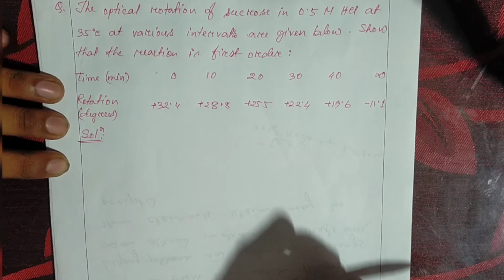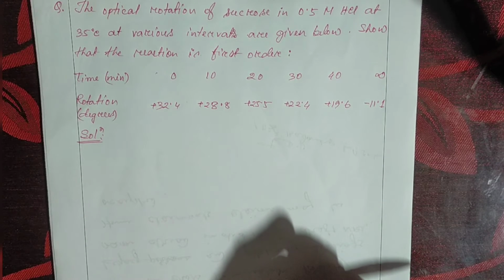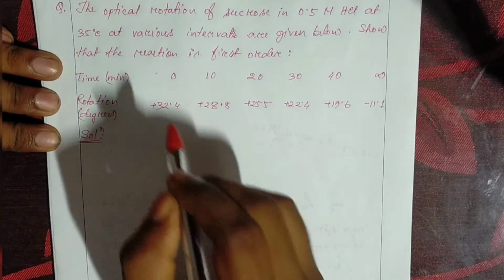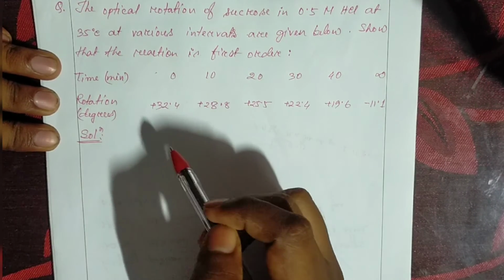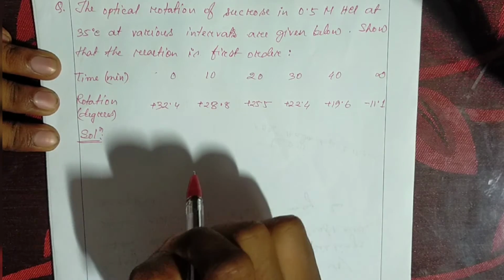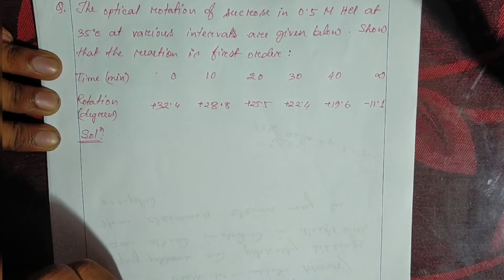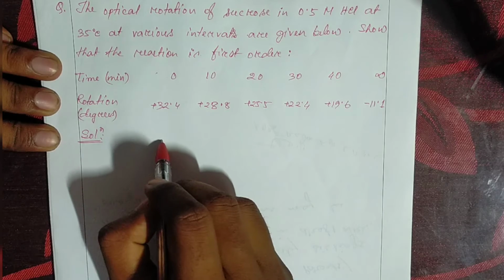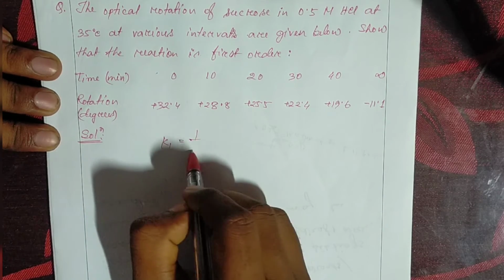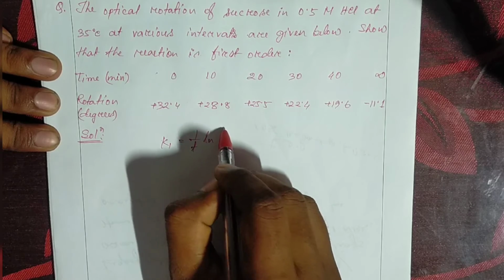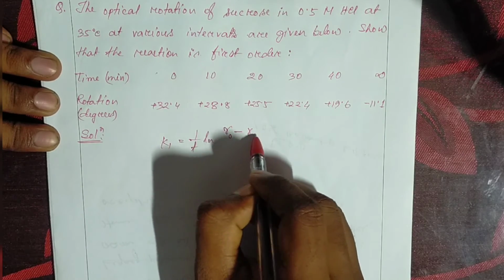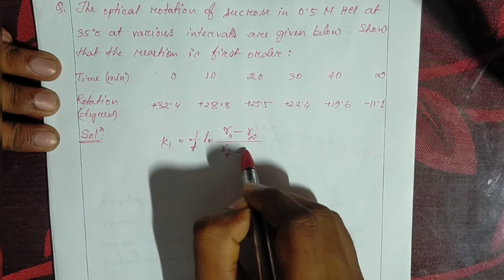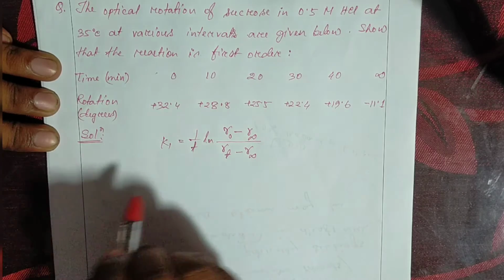So in this question also there is a general equation, so this data should confirm the equation, then only we can say that the inversion of sucrose will be a first order reaction. Okay, so the general equation is: k1 = (1/t) ln[(R0 - R∞)/(Rt - R∞)].